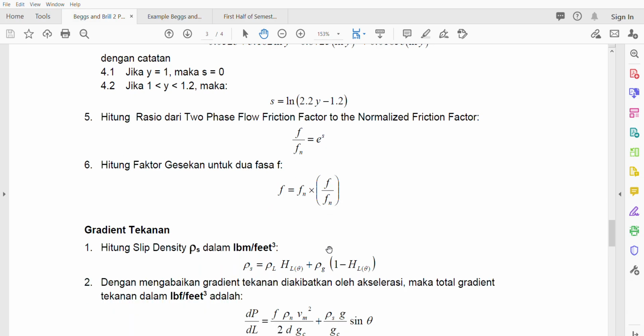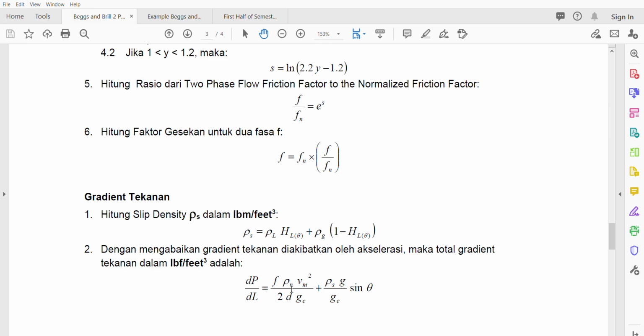And then finally we end up with the last one. So slip density equals this whole expression, because it's slip: you have HL minus 1 times the density of gas, and HL times the density of liquid. And then we use it to calculate the pressure drop here. This friction already has the degree on it, everything is corrected. And remember that we don't have acceleration.